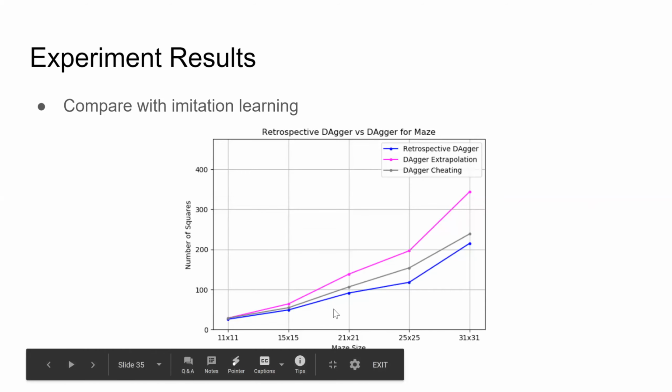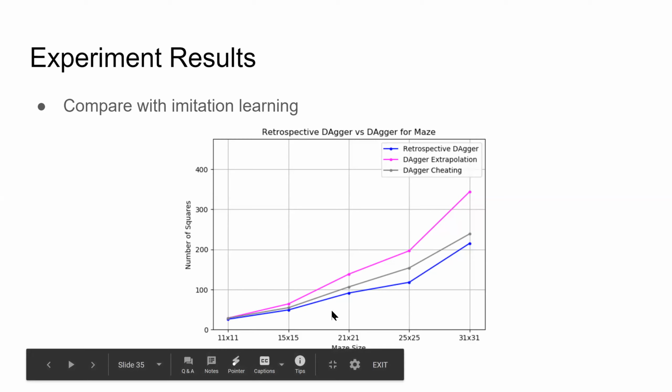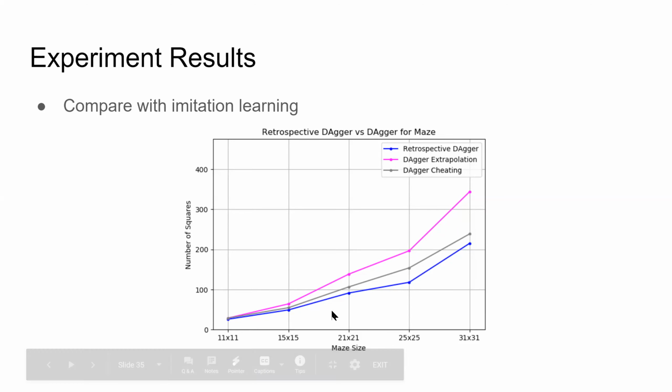And here, as you can see, the blue line, which is retrospective imitation, is able to obtain a much smaller search tree compared with both DAgger extrapolation and DAgger cheating. So what is DAgger cheating? Remember, for retrospective imitation, I only have demonstration on the smallest scale. I don't have any demonstrations on the larger scale. For DAgger cheating, I provide demonstration on each scale. So it has a lot more training data than retrospective imitation learning has. But it still has a higher number of squares.